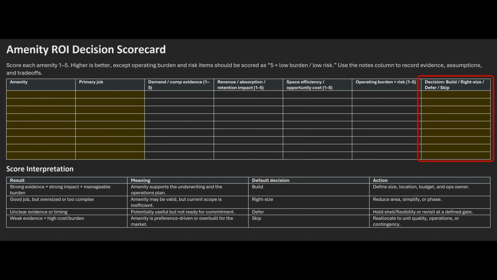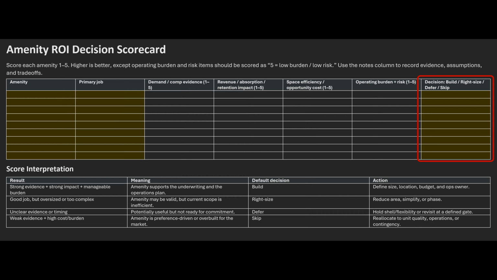Step 3 is the decision. There are 4 possible outcomes. Build means strong evidence, clear job, manageable cost, and a manageable operating burden. Right size means that the amenity has a valid job, but the scope is too big, too complex, or too expensive.